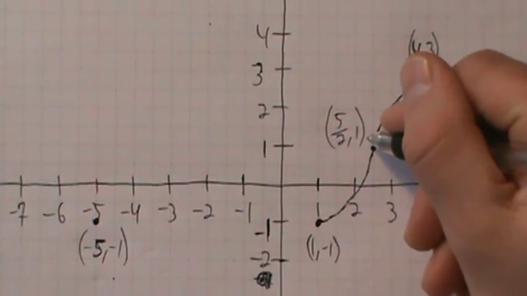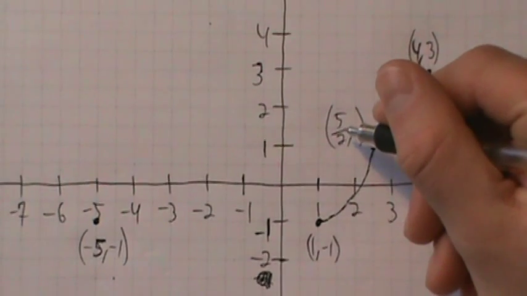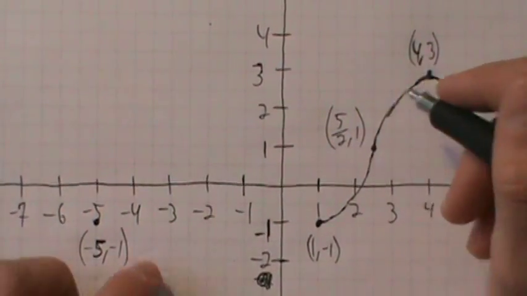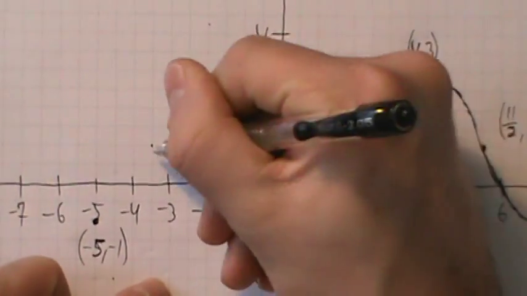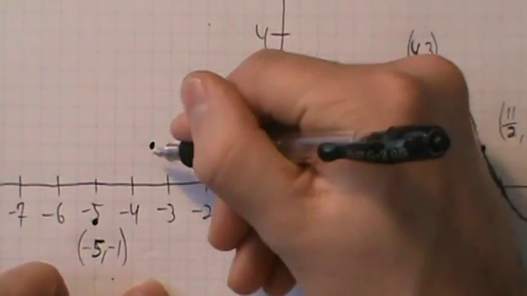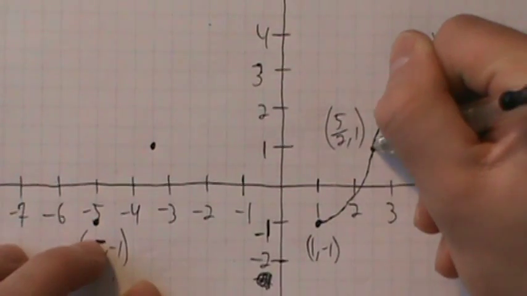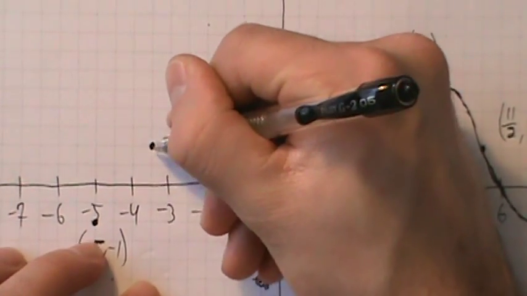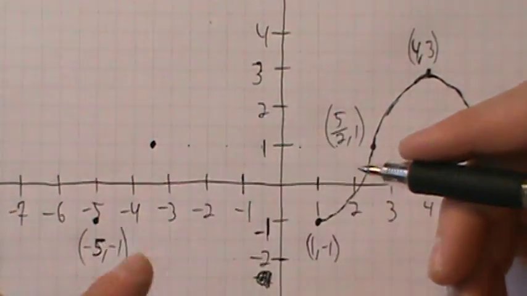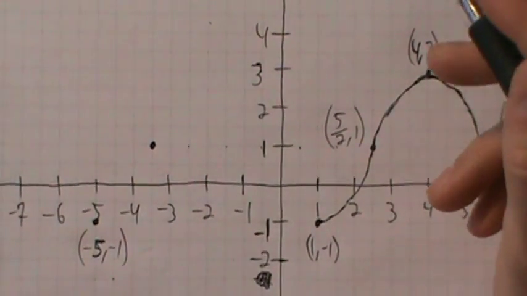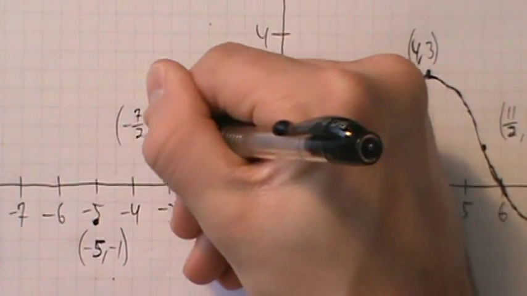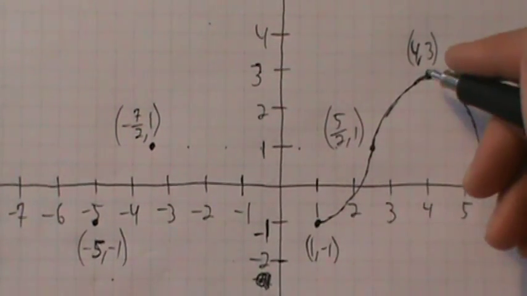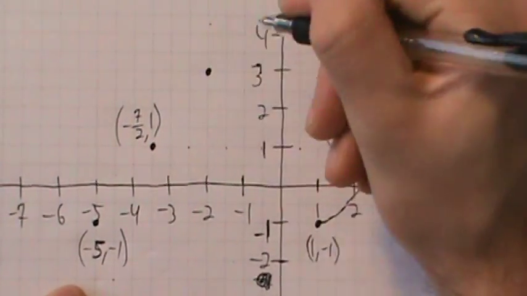How about this one? 5 halves comma 1. That's really 2.5. So 2.5 minus 6 is going to give us negative 3.5, which is right here, negative 3.5 comma 1. If you're not sure with that, you can just think, let's go 6 units to the left. Start here, 1 unit, 2, 3, 4, 5, 6 units. Remember, the way I set up the scale, 2 grid boxes is 1 full unit. So then this is negative 7 halves comma 1. And then 4 comma 3 goes to negative 2 comma 3, because 4 minus 6 is negative 2.